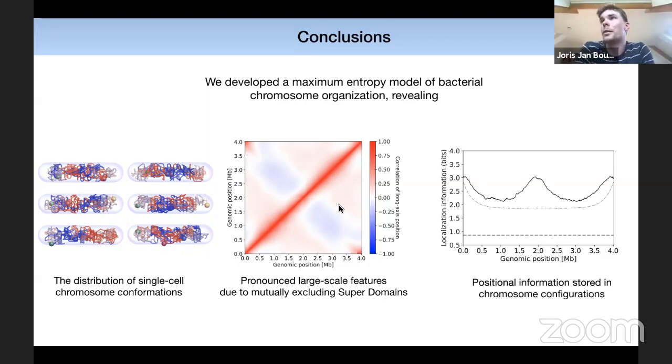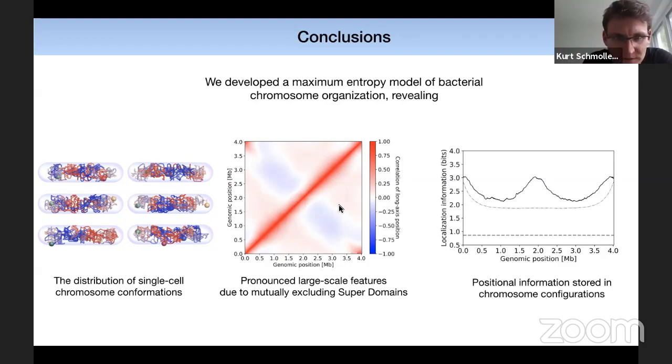Yeah, this is a good question. So basically, can the cell actually do something with these correlations or not? We're not really sure if the cell is actually making use of this. But we do find that this could be a mechanism for long-range coordination of the chromosome. So in principle, there is information there that the cell could use. Whether it actually does, we're not sure yet.